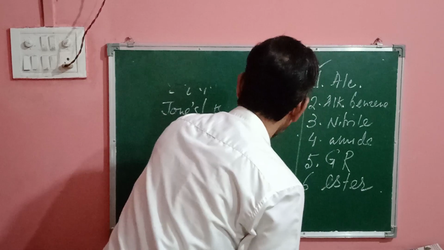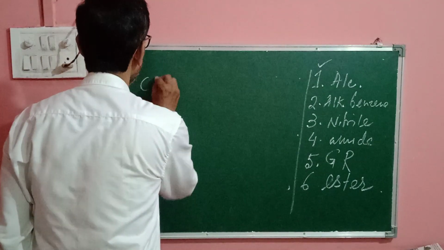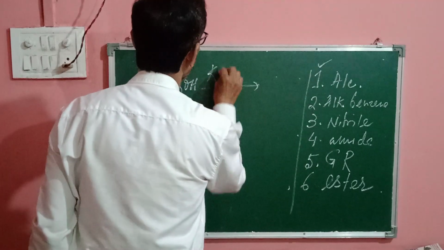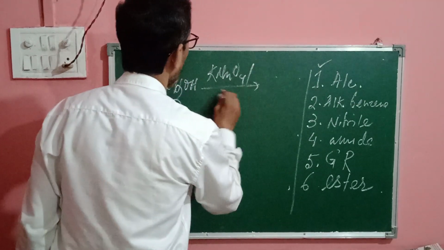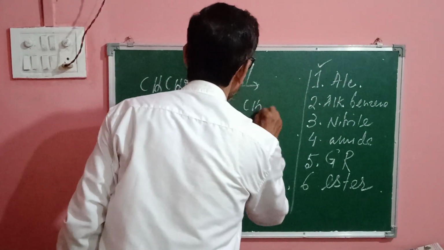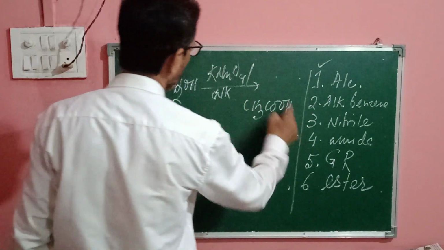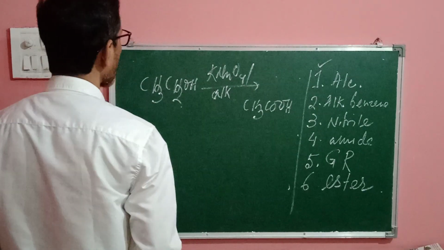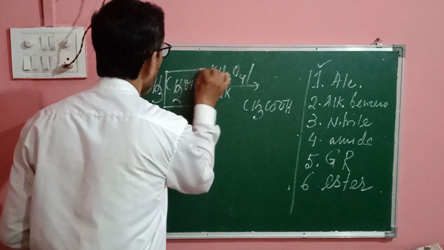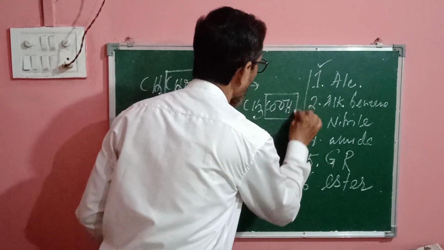So let us see how we can obtain carboxylic acid from alcohol. Say CH3CH2OH, with KMnO4 and potassium hydroxide, something in alkaline condition, we will get CH3COOH, carboxylic acid. This is ethanol, ethanoic acid, acetic acid. Am I right? So just keep in your mind that the CH2OH group converts into COOH.